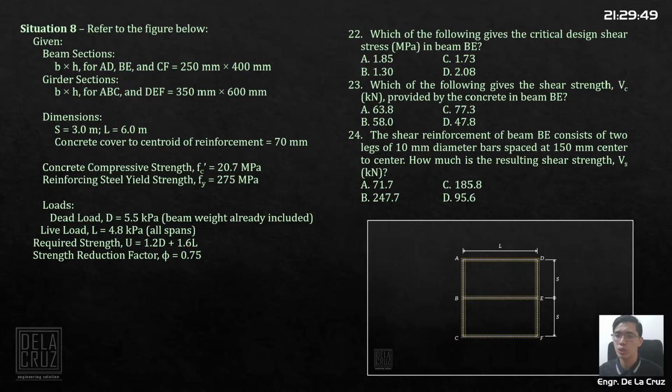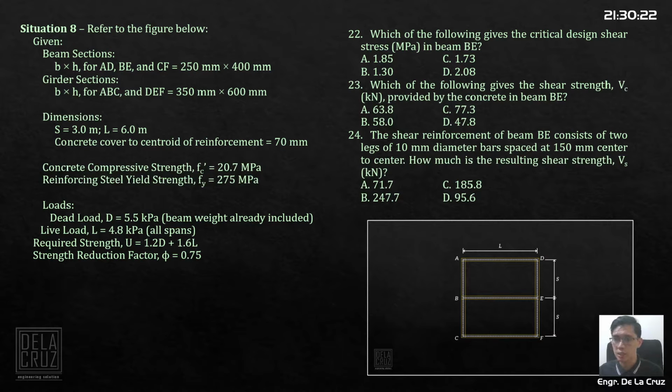And the dead load is 5.5. This already includes the beam weight. Dead load including the beam weight, it is actually indicated in the board exam. Live load for all spans is 4.8 kilopascals. By the way, the loads given are in terms of pressure, so we need to convert that later. Then the required strength is 1.2 dead load plus 1.6 live load. So this is NSCP 2015.